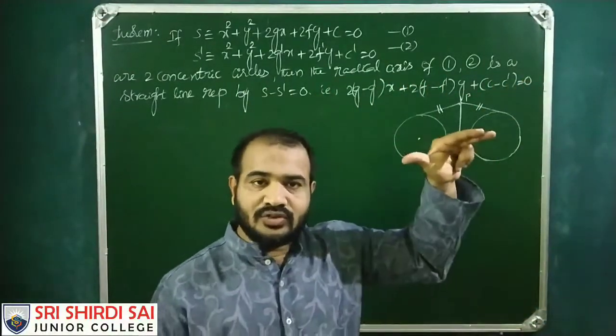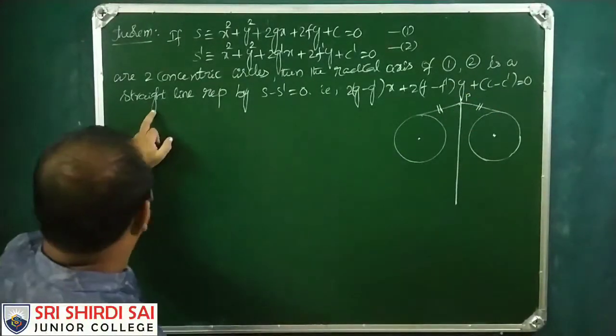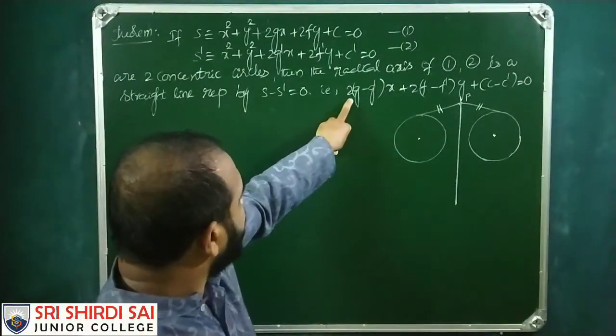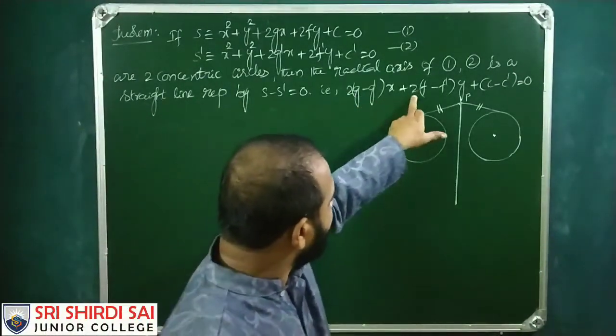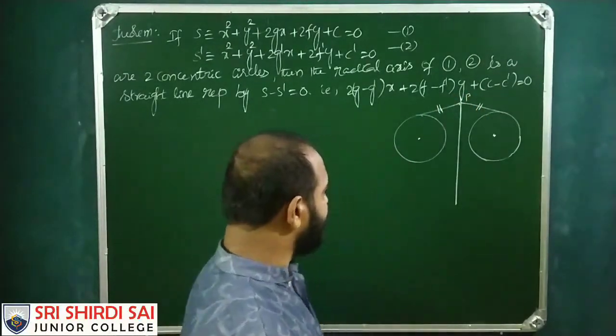The radical axis is also a straight line. So, it is a straight line represented by S minus S dash equals 0. That is, 2 into (g minus g dash) x plus 2 into (f minus f dash) y plus c minus c dash equals 0.